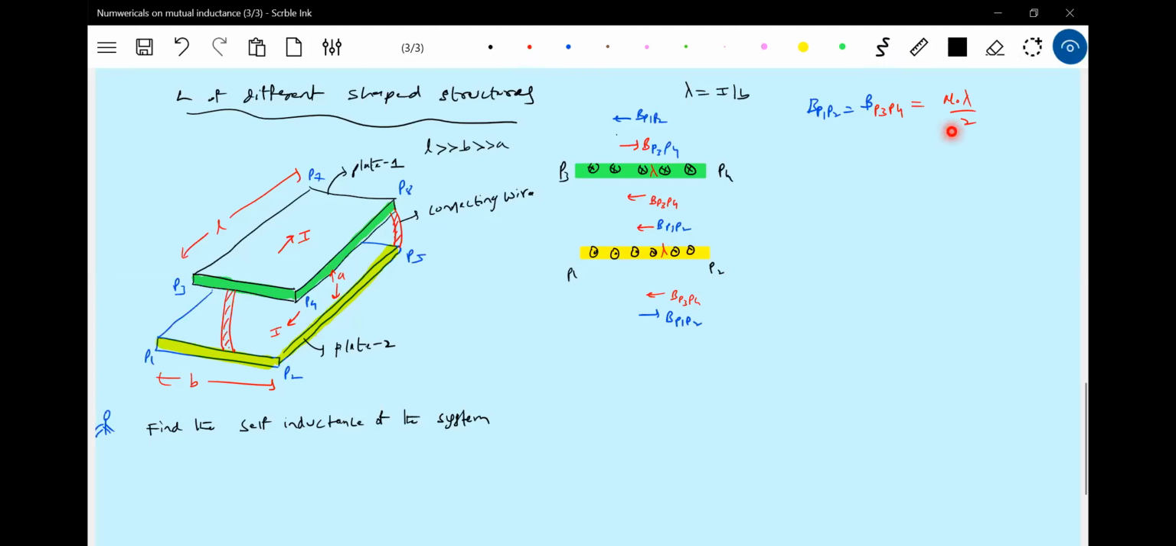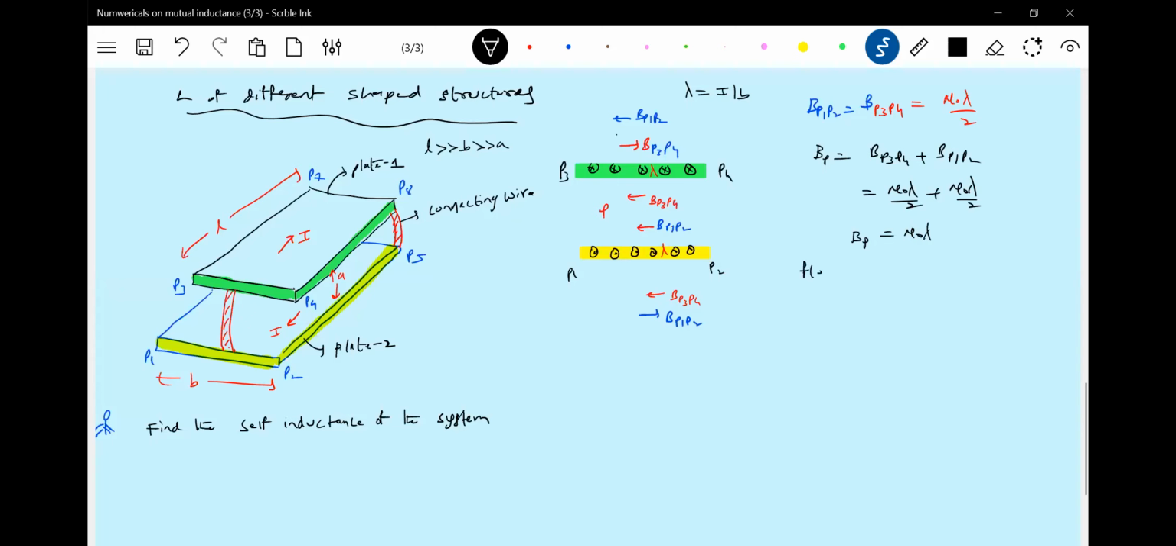By this time, you should understand the field produced by a current carrying sheet is given by mu naught lambda by 2. What is lambda? Current per unit width. So whatever the net field inside between the plates, at point P, I'll write it. The net field at point P is given by B P3, P4 plus B P1, P2. Can we calculate the flux? How to calculate flux? Flux linking the gap between the plates.